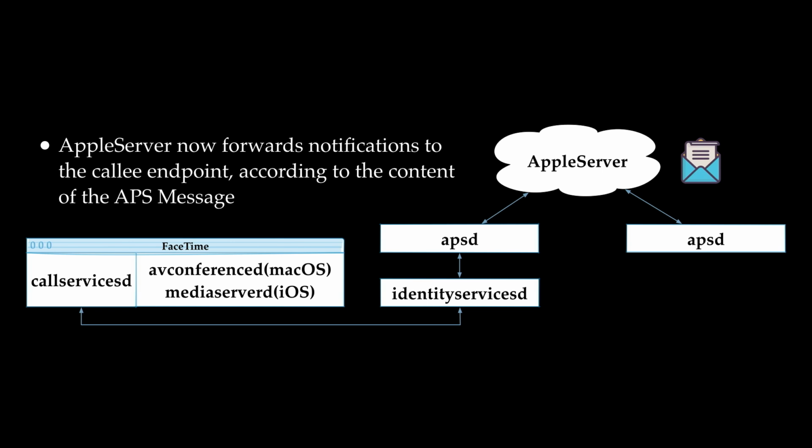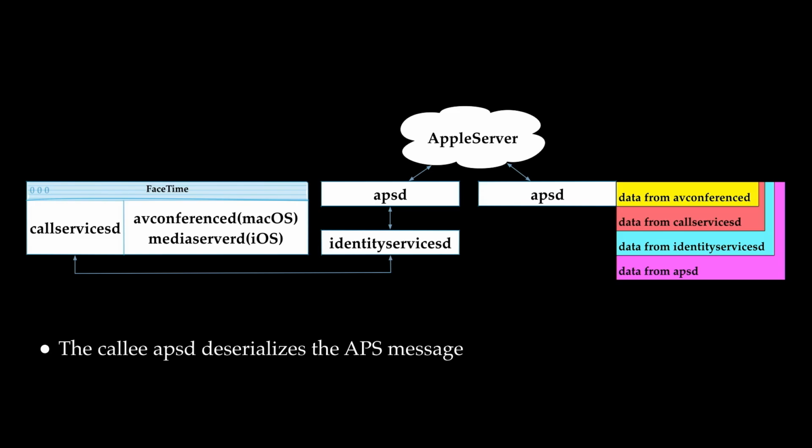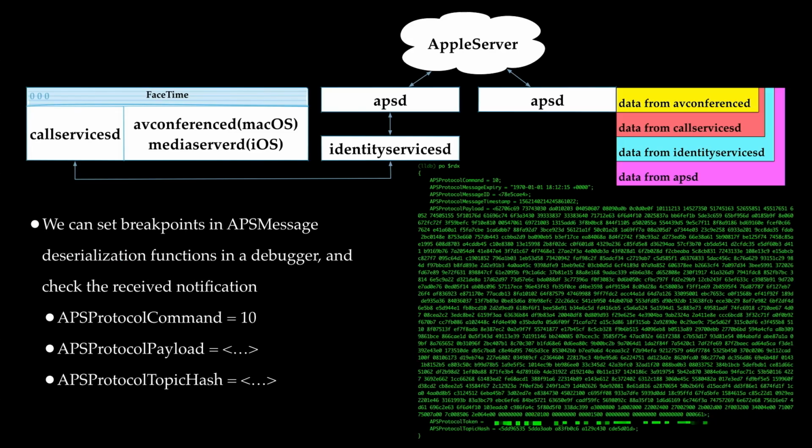Apple server now will forward the notification to the callee endpoint according to the content of the APS message. The remote APSD will deserialize the APS message. This is how it looks in LLDB on the right side. We set a breakpoint in the APSD message deserialization function in a debugger and check the received notification. The key APS protocol command is 10, and the values of APS protocol payload and APS protocol topic hash here are binary, which is important for the later work.